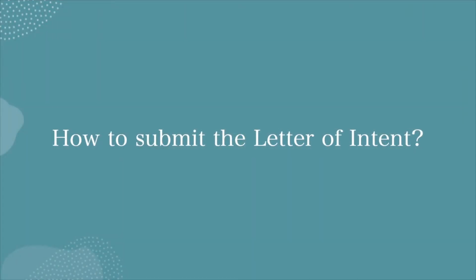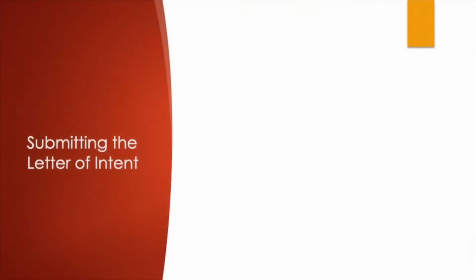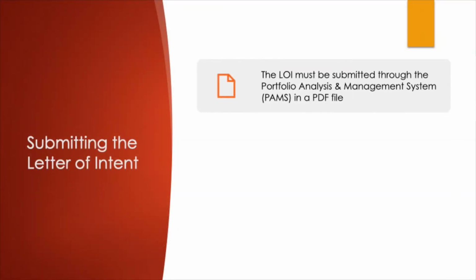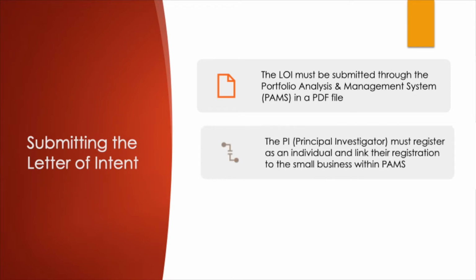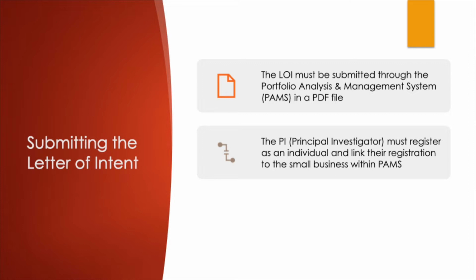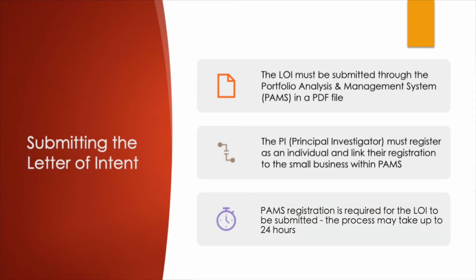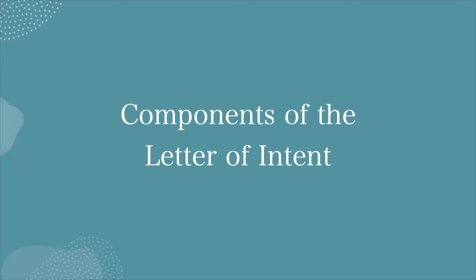It's good to understand how to submit the letter of intent prior to submitting it. So, the letter of intent must be submitted through PAMS, and it has to be submitted in a PDF file. The principal investigator, otherwise known as the PI, must register as an individual and link their registration to the small business within PAMS. PAMS registration is required for the letter of intent to be submitted. The process may take up to 24 hours, so it's very important to begin the process early.